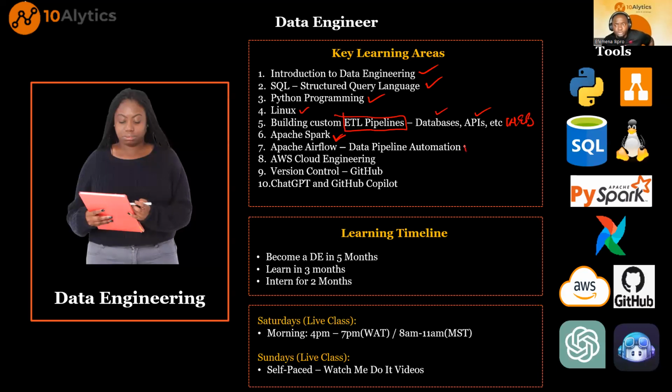Automation also, pipeline automation, you get to work with Apache Airflow. You also get to work with cloud services like AWS, GCP, Azure. You get to work with any of these technologies. Version control, you also get to work with GitHub. GitHub for version control. And last but not the least, you also get to work with ChatGPT and GitHub Copilot for coding. All right. So those are the key learning points for you to look into getting into data engineering: SQL, Python, Linux, Apache Spark, Apache Airflow, AWS, GitHub.